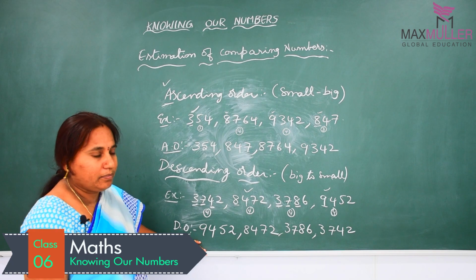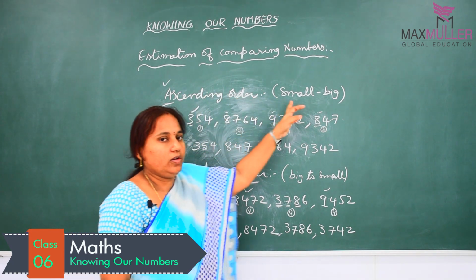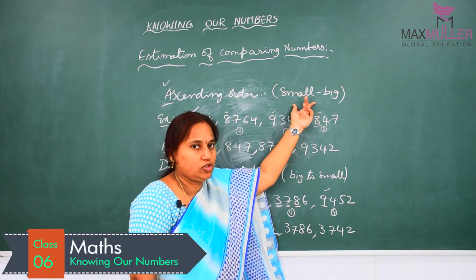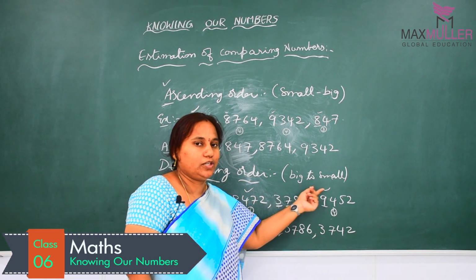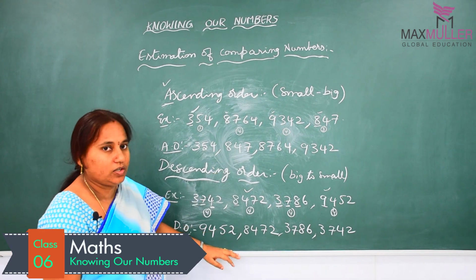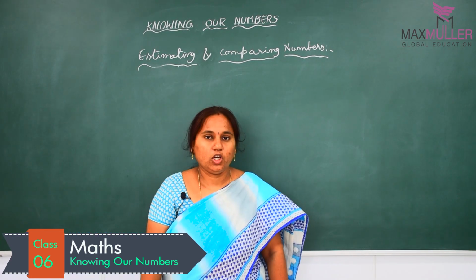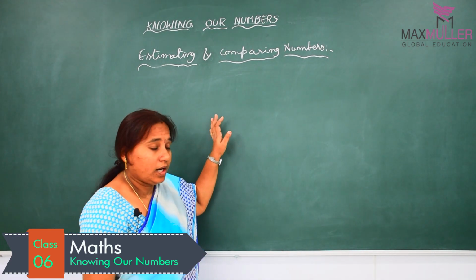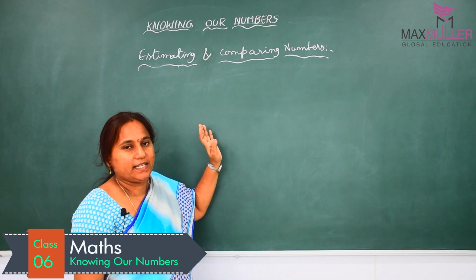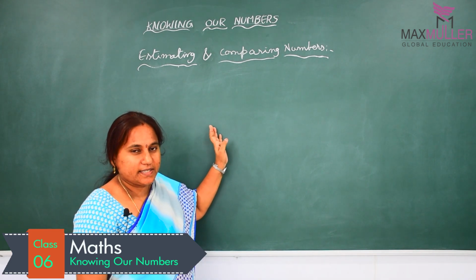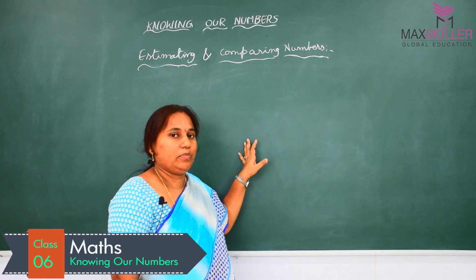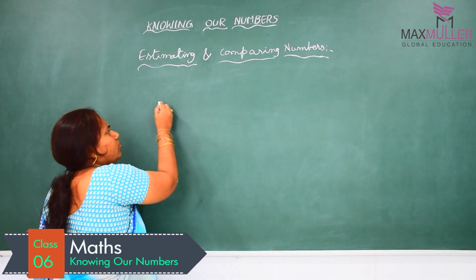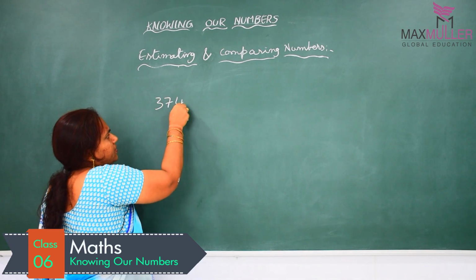Okay, is it clear? Ascending order means we have to arrange the given numbers from small to big. Descending order means we have to arrange the numbers from big to small. So in this way we have to arrange the numbers. Okay students, up to now we discussed the ascending and descending order, and also greatest and smallest number, greater than and less than symbols. Now we will see the number names. In previous classes you already know how to write the number names.